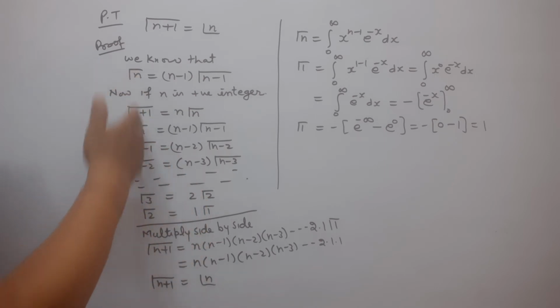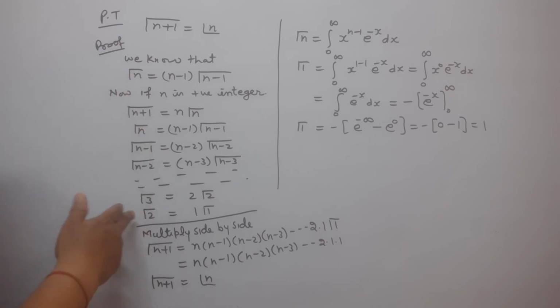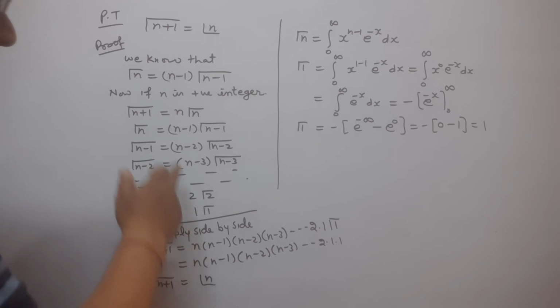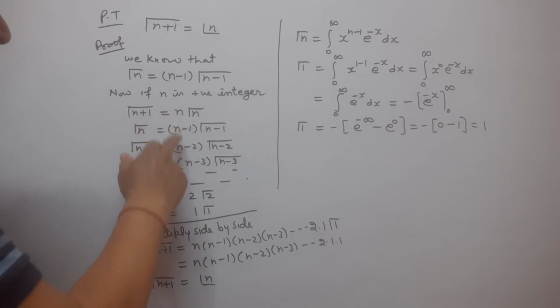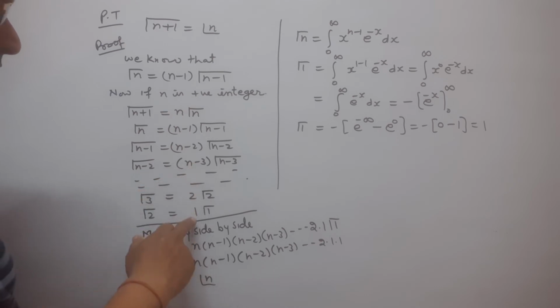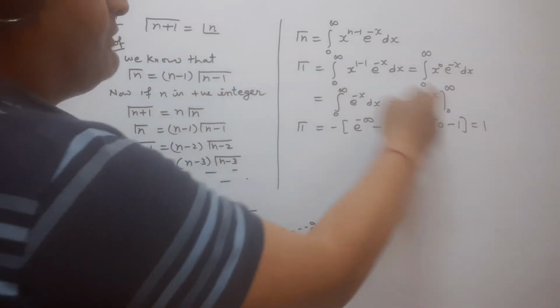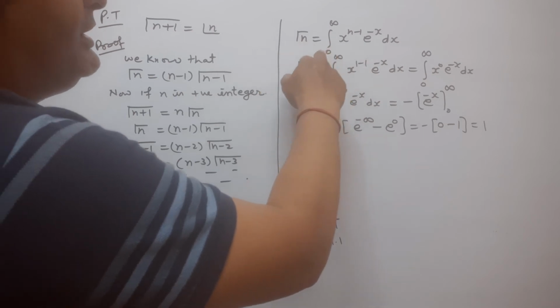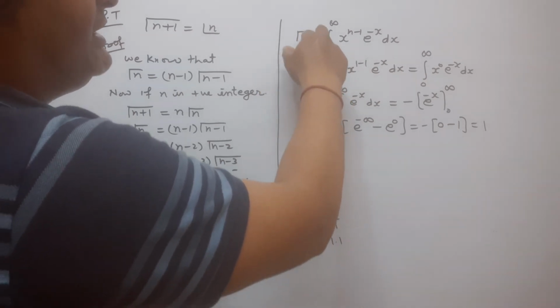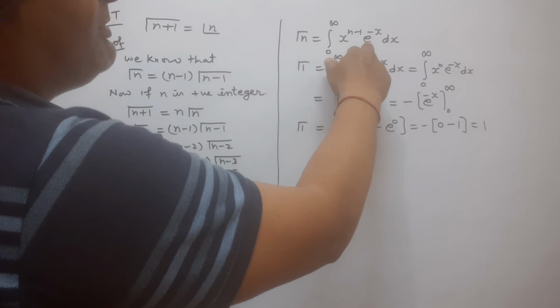So on the left hand side all the terms cancel out except gamma n plus 1, and on the right hand side the remaining terms are n minus 1, n minus 2, n minus 3, 2, 1, and gamma 1. So we know that gamma 1 is equal to 1, because gamma n is equal to the integration between the limits 0 to infinity of x to the power n minus 1 e to the power minus x dx.